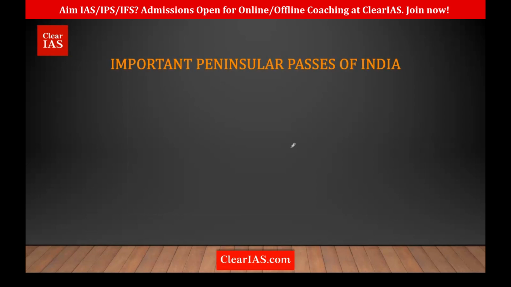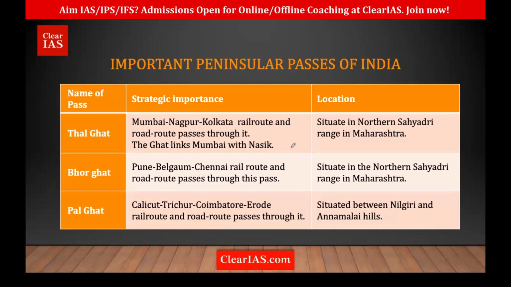Okay. The last topic is the important peninsular passes. This we have already learned. Three passes: Thalghat, Bhorghat, and Palghat. Where are Thalghat and Bhorghat? They are in Maharashtra. Why is it important? Thalghat is a pass which connects Mumbai to the rest of the Deccan Plateau, that is Nashik, Nagpur, Kolkata, etc. All the train routes and rail routes are through this Thalghat pass. So Mumbai is connected to the rest of the country through the Thalghat pass.